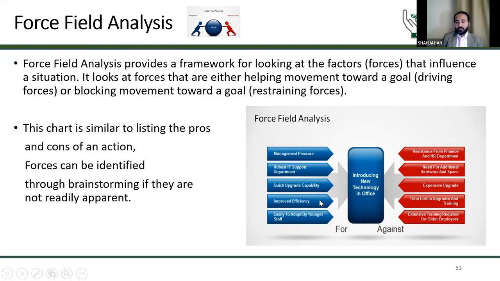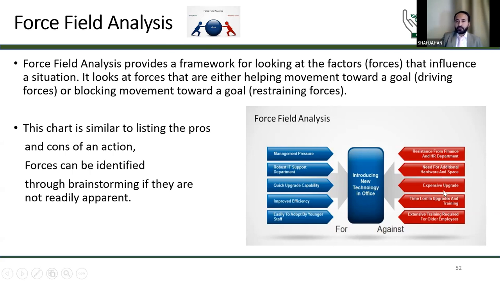Like here, what are the good points for? Management pressure that we have to introduce this new technology. Robust IT support, quick upgrade capacity, improving efficiency, easily adopted by younger staff. These are all the for points. But what are the against points, the issues for this technology? Resistance from finance and HR department. They are saying this is too much cost. We need more money. We need additional hardware. Now this is again an against point, that you need additional hardware.